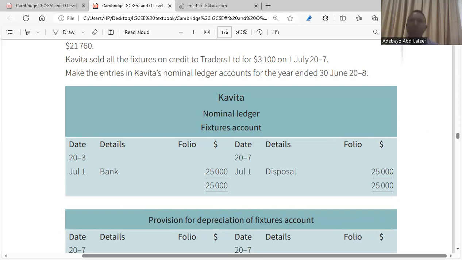The fixtures were bought for 25,000. Your fixture account will have the debit entry for bank, yes, and the credit entry for disposal, yes, because that fixture is going to be disposed. You have prepared your nominal ledger for the fixtures account.